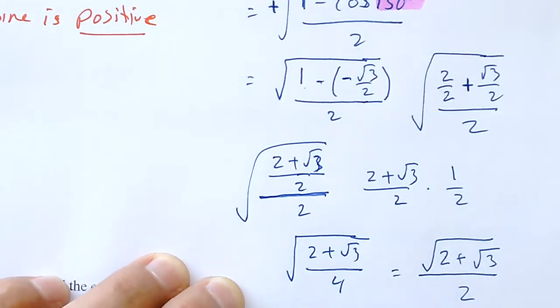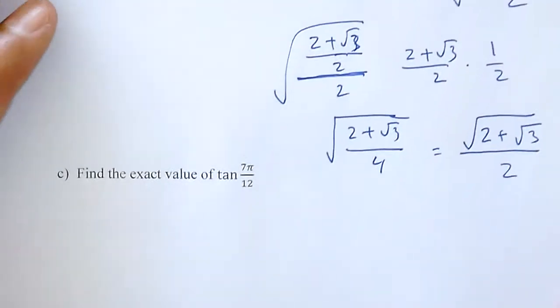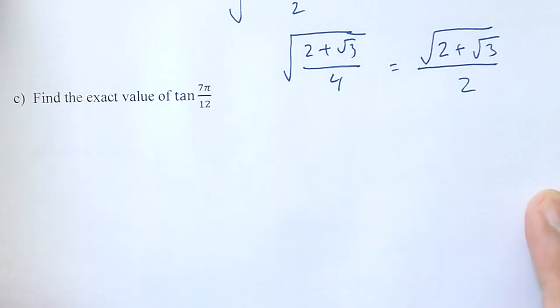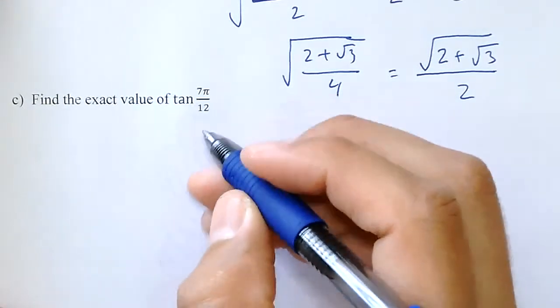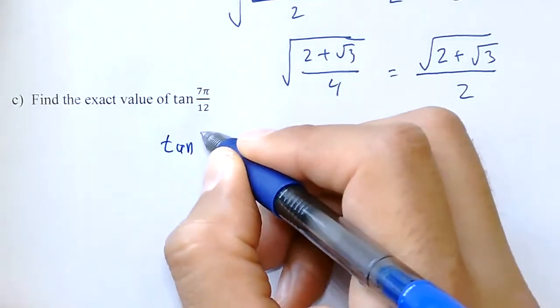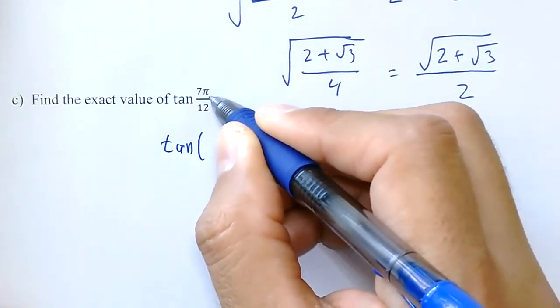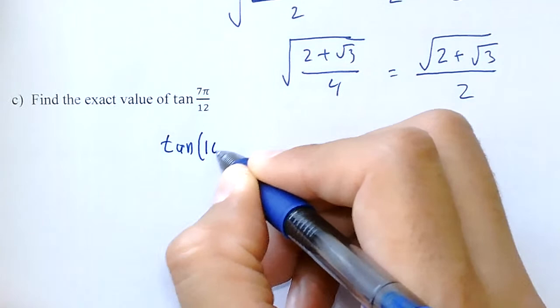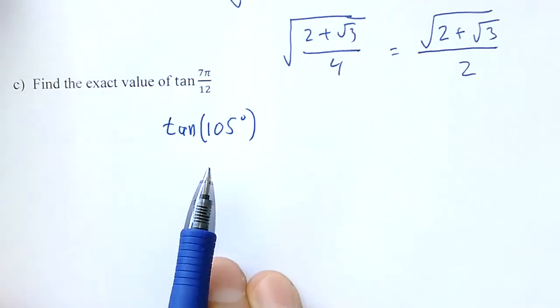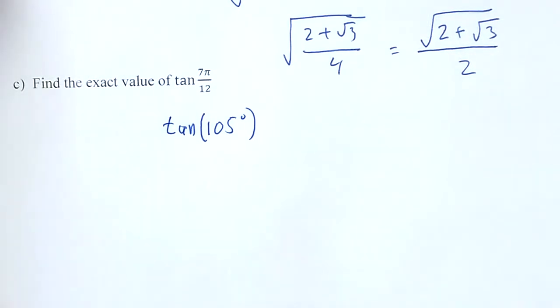All right, one more. Find the tangent of 7 pi over 12. Well, 7 pi over 12, let me deal with degrees. I could multiply by 180 over pi. That really comes out to be 105 degrees, and that will be easier to draw my triangle.